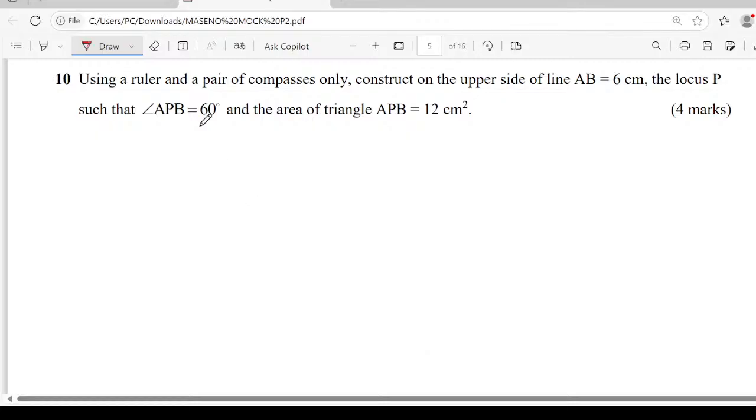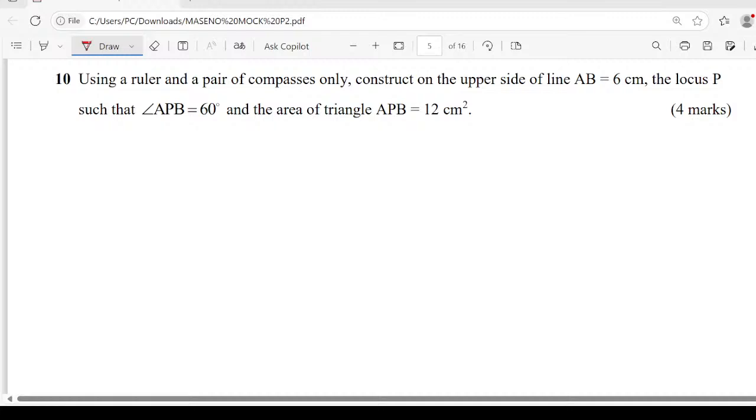I don't know if you are still able to see my screen. Just a moment. I'm getting my construction tools ready because this question on loci is a very, very common question, and we cannot skip it.